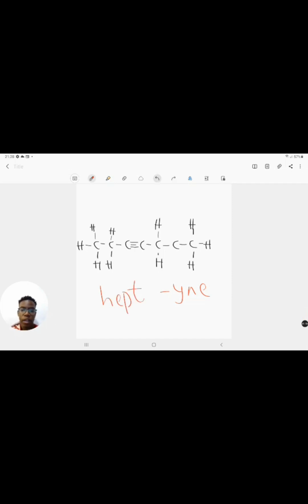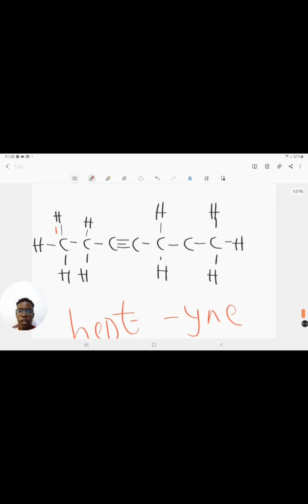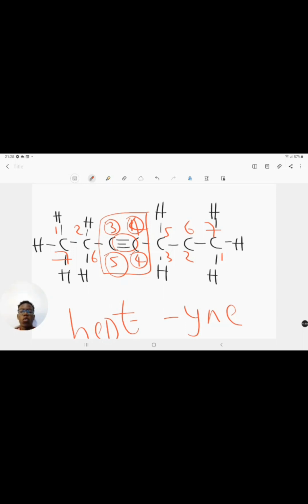And then which number comes between the hyphens? Well, I number from left to right and right to left. There's 1, 2, 3, 4, 5, 6, 7. And 1, 2, 3, 4, 5, 6, 7, right? Where is my triple bond? Here's my triple bond, okay? And what are the numbers surrounding my triple bond? The numbers surrounding my triple bond are 3, 4, 4, and 5. Okay, so I numbered it correctly. So I've got 2 4s, a 3, and a 5.